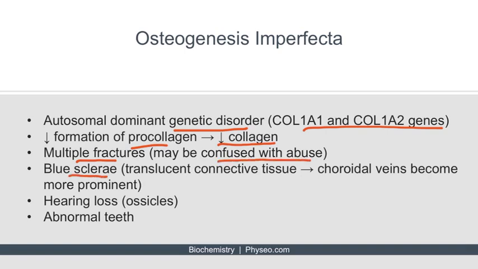Collagen normally obscures the blue choroidal veins in the sclerae, and in osteogenesis imperfecta, collagen formation is disrupted, resulting in translucent connective tissue. This makes the choroidal veins become more prominent. They may also have hearing loss because the ossicles of the ear can be affected. Finally, they may have abnormal teeth due to the lack of dentin.